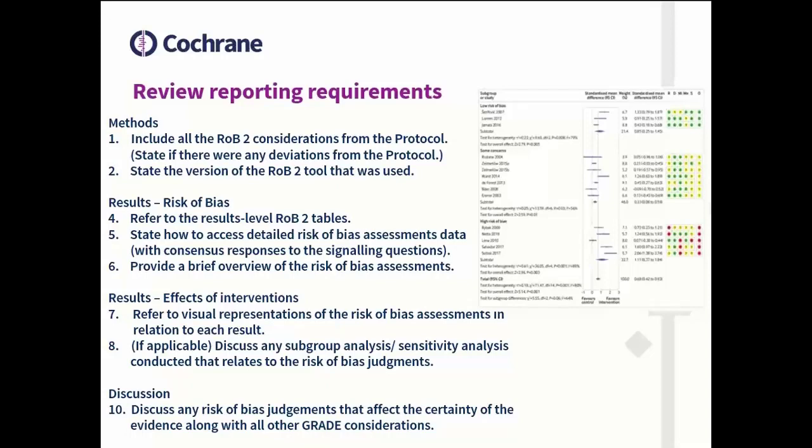And to say whether the risk of bias is very similar or very different. And if it's very different, it can be brought into the GRADE considerations. For the effects of intervention section, you should refer to the visual representations of risk of bias assessments in relation to each result. So the forest plot with the traffic light system. So you can see here, this forest plot is being split by risk of bias. We've got low risk of bias, some concerns, and high risk of bias.